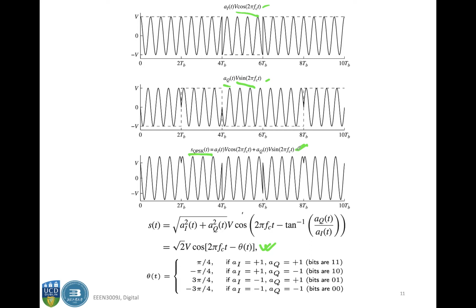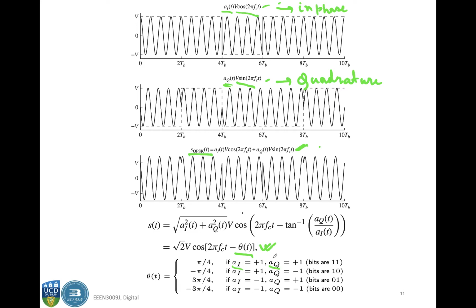So since this is the in phase and quadrature representation, this AIT and AQT, basically this AIT is the in phase term, and this is the quadrature term. So Q stands for quadrature, I stands for in phase. Okay, and then you can write like this also, where you have a phase difference theta t, and theta t is different for different combinations of AI and AQ.